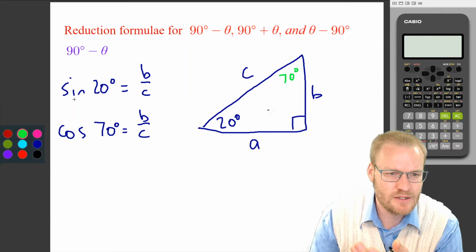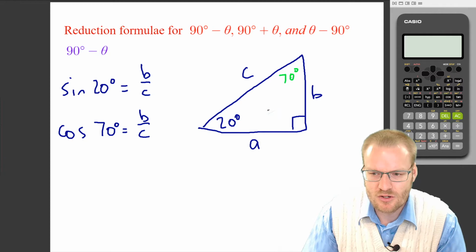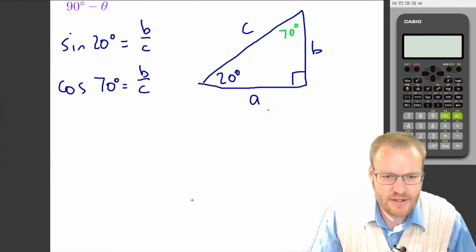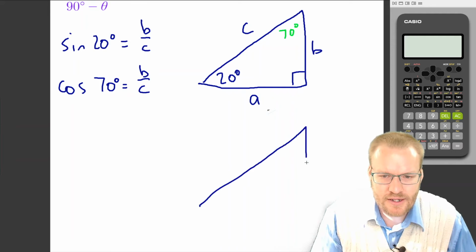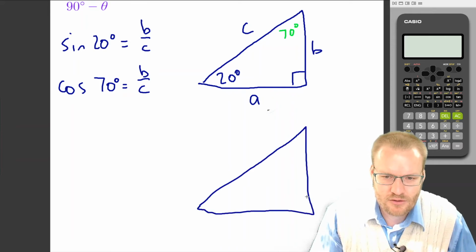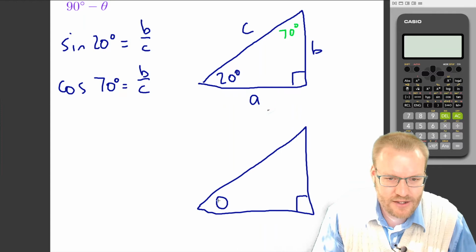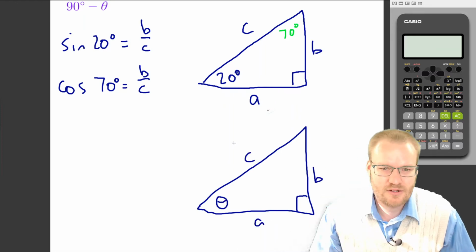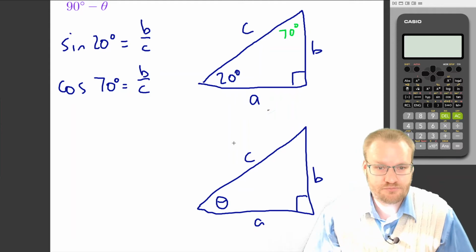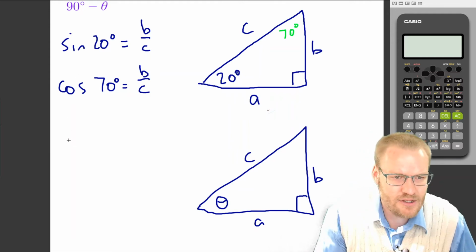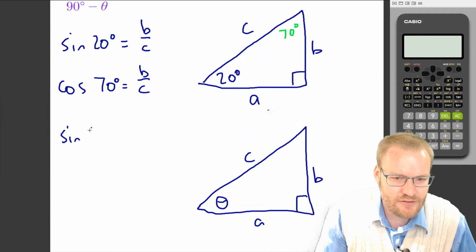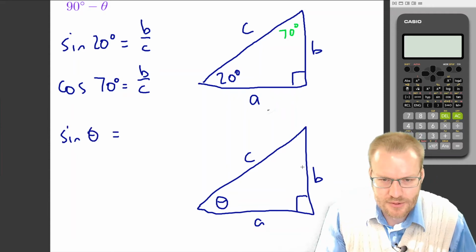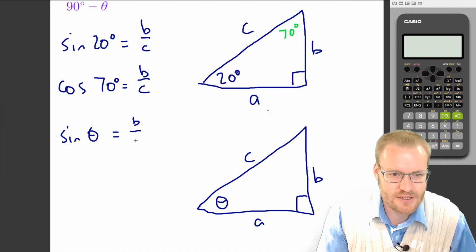Do you notice anything about sine 20 and cos 70? They're completely the same. So let's see, is this always going to work? Let's draw another right angle triangle, and for this one, let's call this angle theta, with sides A, B, C. Click on when you've drawn your triangle. This time we're going to say, what is sine of theta? Sine of theta is opposite over hypotenuse. This looks pretty much the same, right?